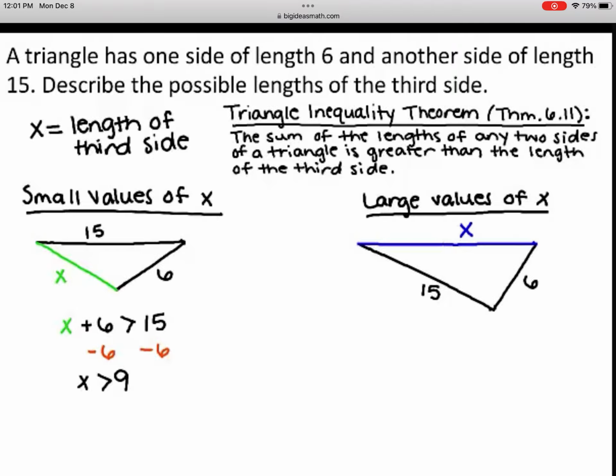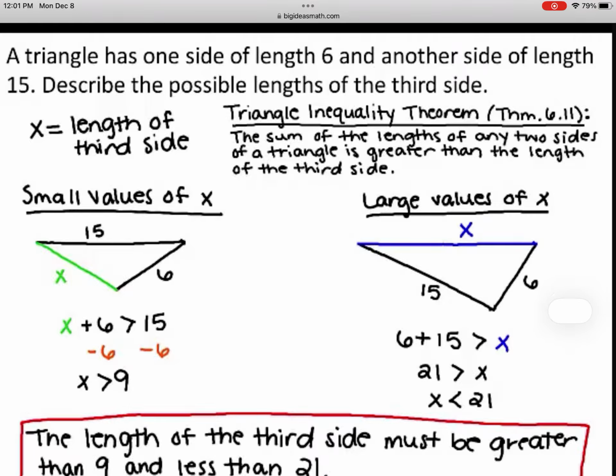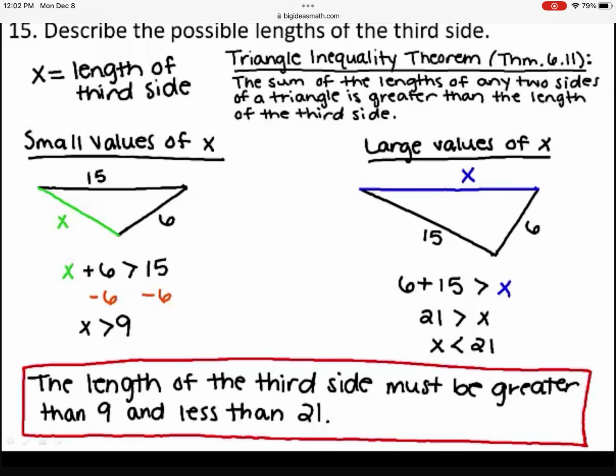Next, in the triangle on the right, for large values of x, 6 plus 15 must be greater than x. When you combine like terms on the left-hand side of the inequality, 6 plus 15 gives you 21. So, 21 must be greater than x, or x must be less than 21. Therefore, the length of the third side must be greater than 9 and less than 21.